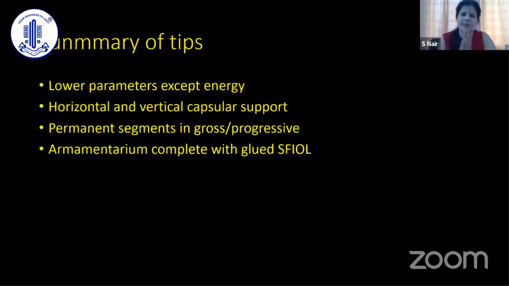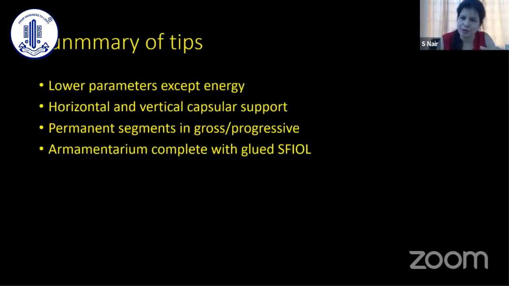Some of the take-home points that I would like to drive in is that the parameters, except energy, need to be lowered a bit. So if you usually use a 32 AFR, please bring it down to 24 or 28. Now, if you're using a vacuum of 600, you can get down to 250 or 300. This is to maintain the stability of the lens.